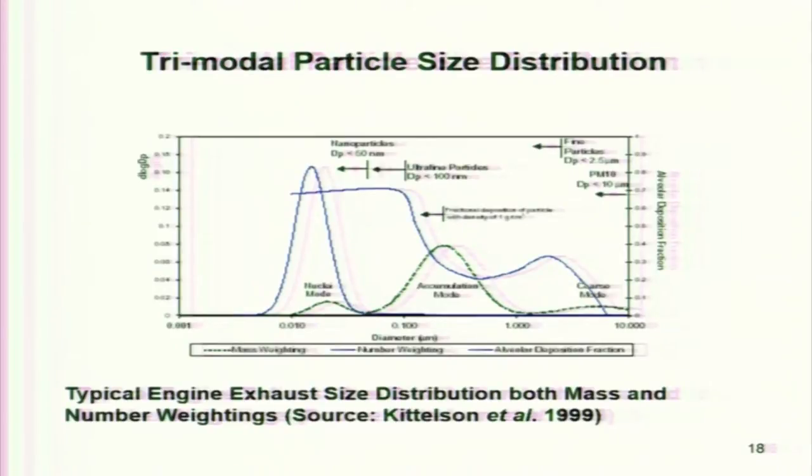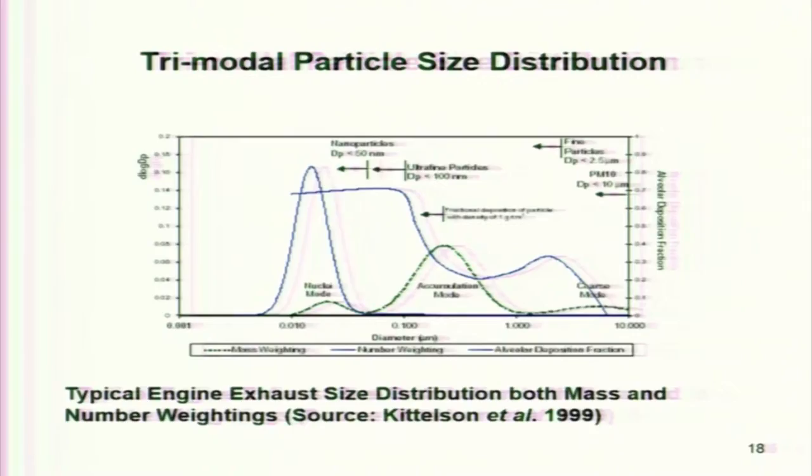So there are 3 plots here. One, the black one here. Can you see this one? The black one here, right? This is the mass size distribution. So based on mass, this is the distribution you would get. And there are 3 modes in it. The first mode is the nuclei mode. The second mode is the accumulation mode, and the third is the coarse mode.